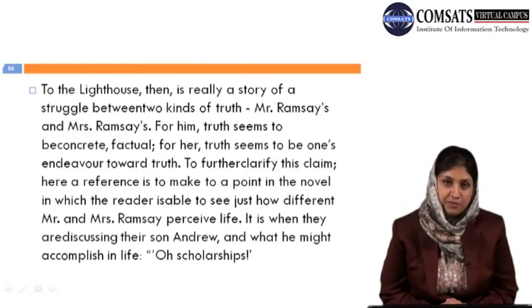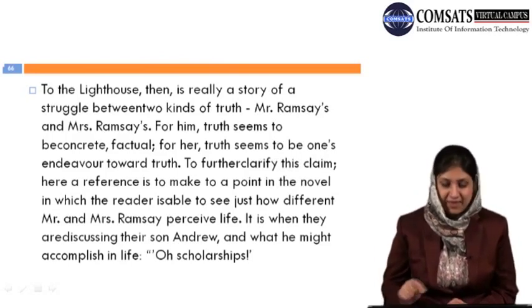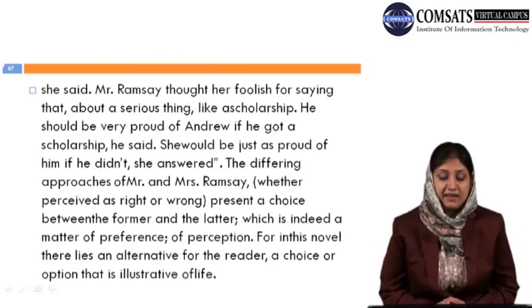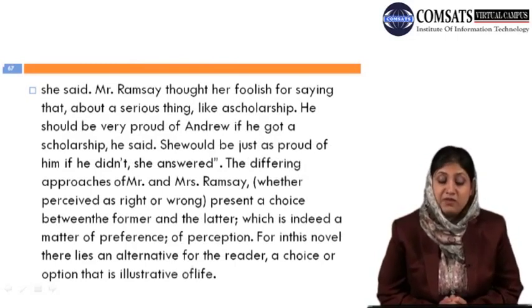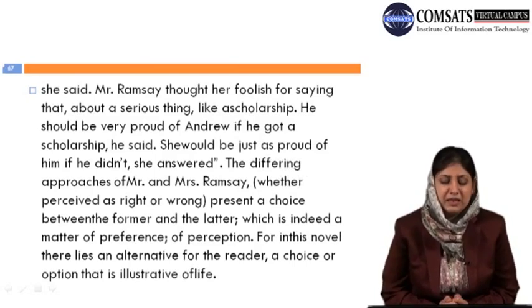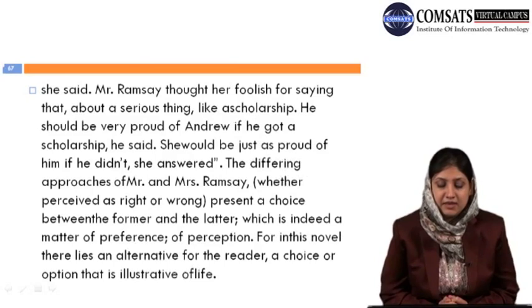"Oh, scholarships," she said. Mr. Ramsay thought her foolish for saying that about a serious thing like a scholarship. He should be very proud of Andrew if he got a scholarship, he said. She would be just as proud of him if he didn't, she answered.